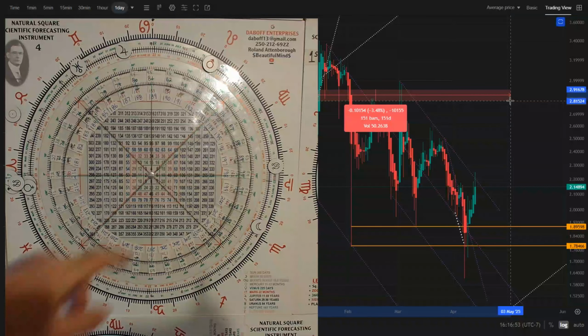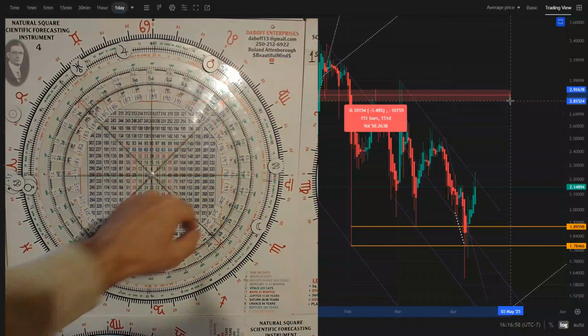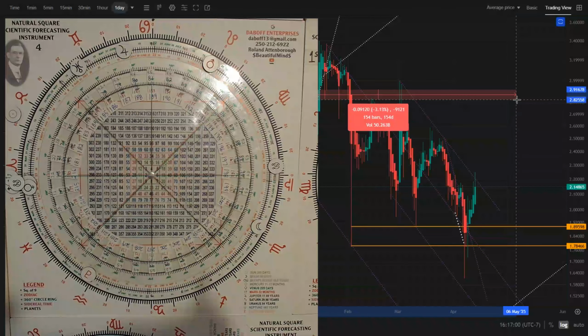And it can continue on until 156 days here. Where would that take us to? That would take us to May 8th.